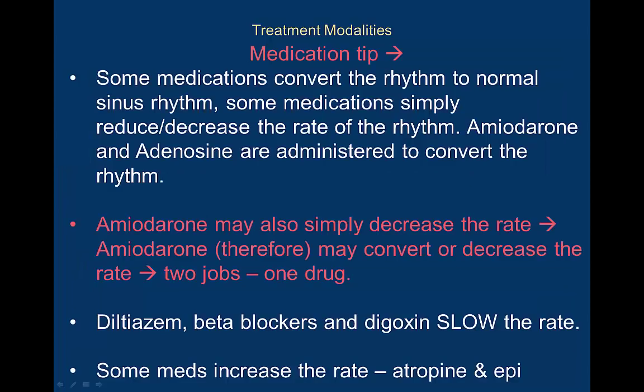One of the things that I do mention is that you are sometimes asked, which drugs convert the rhythm, and which drugs just simply decrease the rate? Notice that synchronized cardioversion, amiodarone, and adenosine are all used to convert a rhythm. They will stop the rhythm, and then hopefully it will reset and begin a normal rhythm. Whereas diltiazem, beta blockers, and digoxin merely slow the rate.